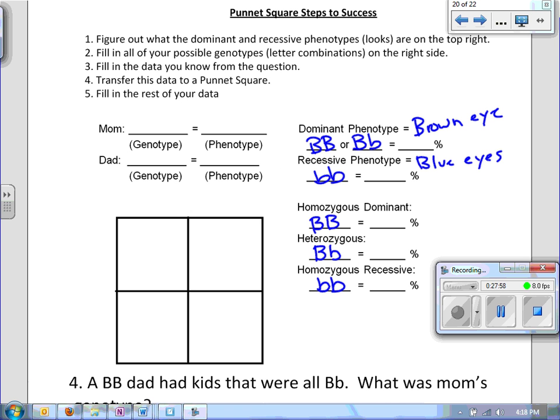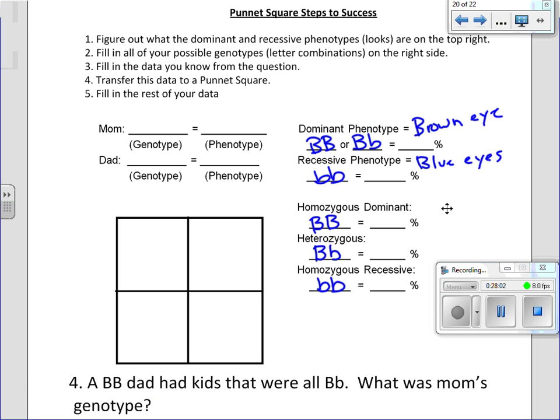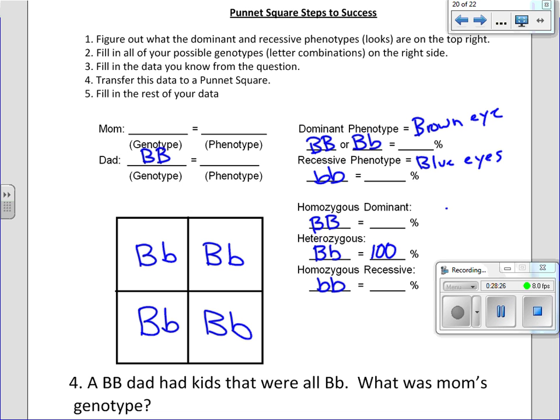Once you've gotten to this point, it can get a little tricky. In order to do this, we need to make sure that we are looking at our questions clearly. We know that the dad has to be big B. But all of his kids have to be big B, little b, which means that every box must be big B, little b. That means that 100% of the kids are big B, little b, and none of the kids are anything else.